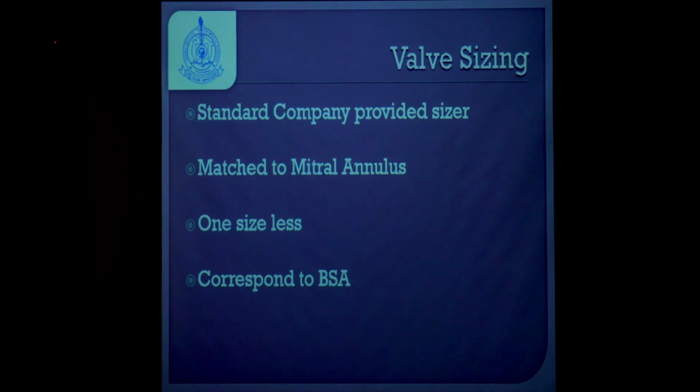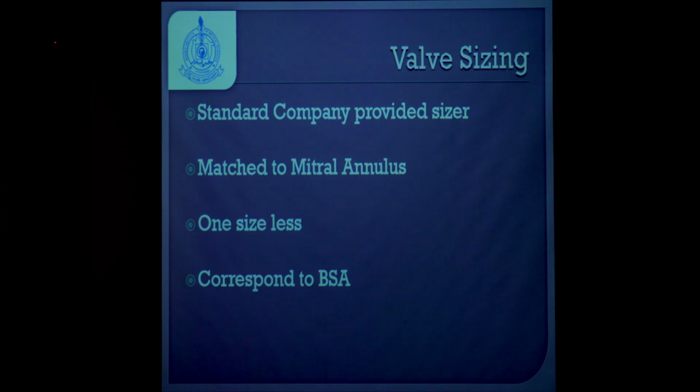The valve sizing is generally done using the standard company sizer, and it is matched to the mitral annulus. Generally, classical teaching teaches us that we use one size less than the mitral annulus. And why do we do that? If we go back to the physiology, we know that the mitral valve and the mitral annulus is a saddle-shaped structure. Hence, when the LV is contracting, it moves in a three-dimensional way.